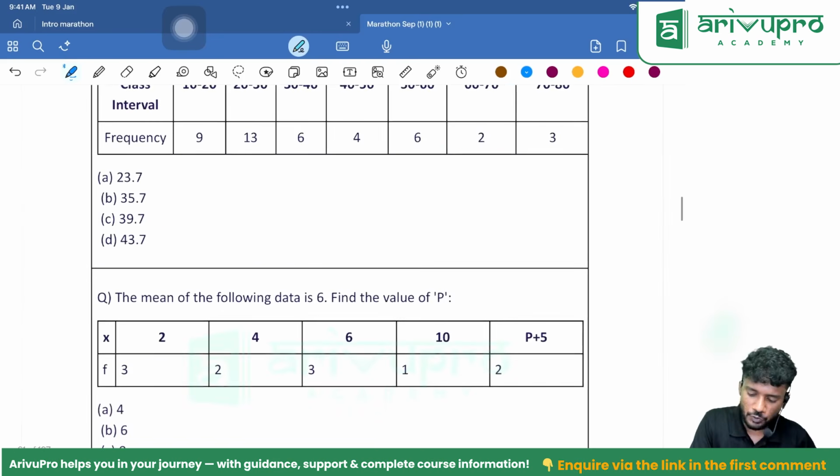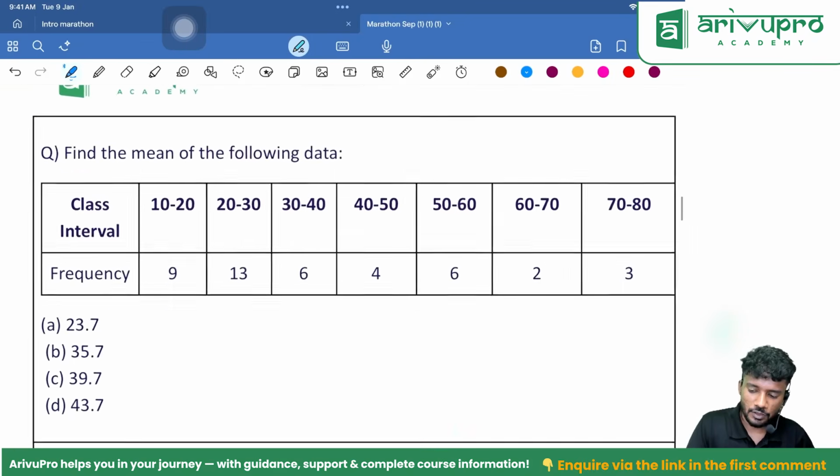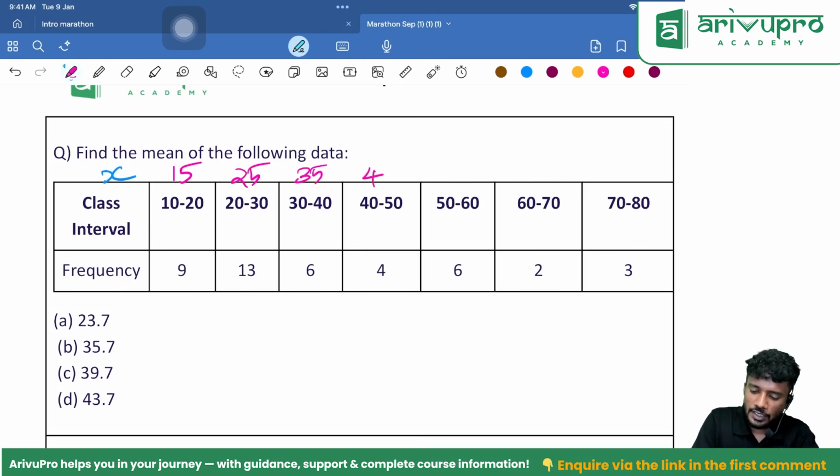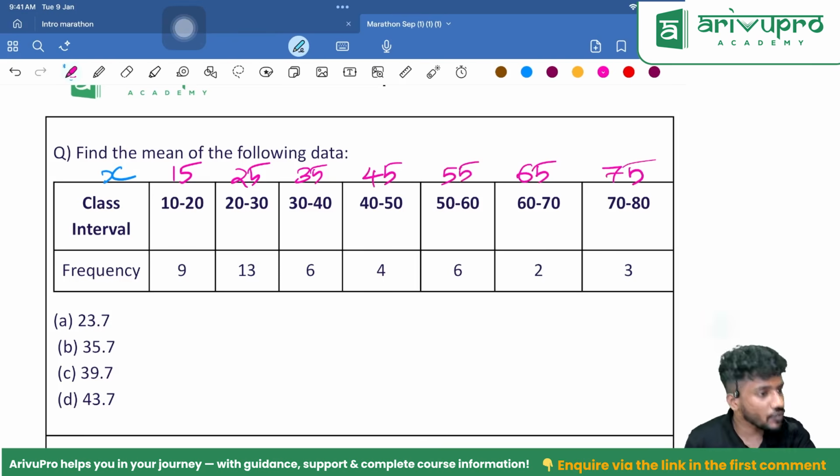Here is another question. Solve this. Find the mean of the following data. So the mid values, the x values, are what? 10 plus 20 by 2 is how much? 15. Then 25, then 35, then 45, then 55, then 65, then 75. We have everything, right?